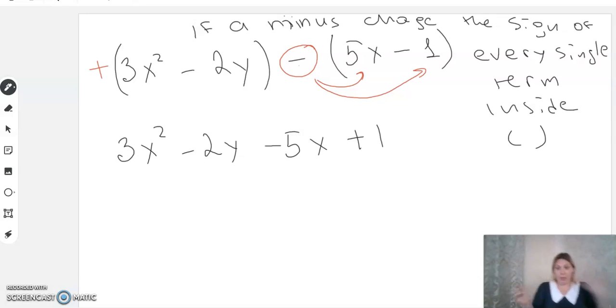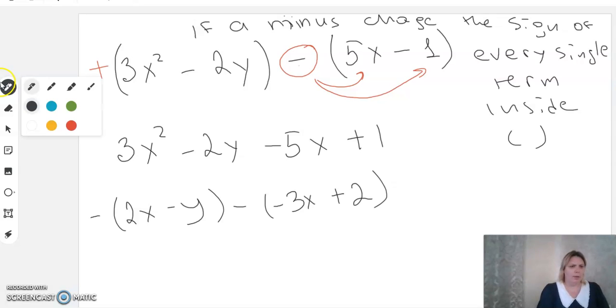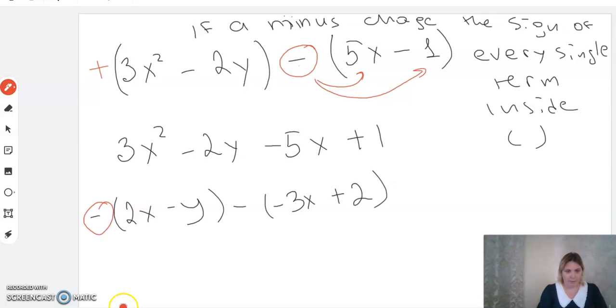Okay, so let's do one more example. Okay, just one more. So this time I'm going to have a negative 2x minus y and minus negative 3x plus 2. Whoa, this is complex, right? We're getting complex. Not really. Okay, so this one up front, that's a minus, right? So I'm going to change everything inside.